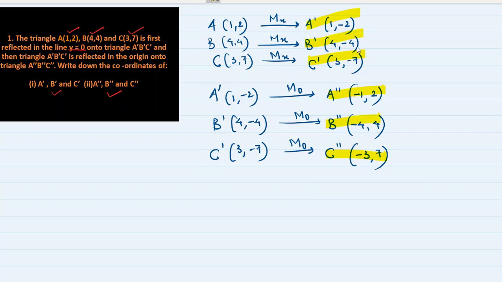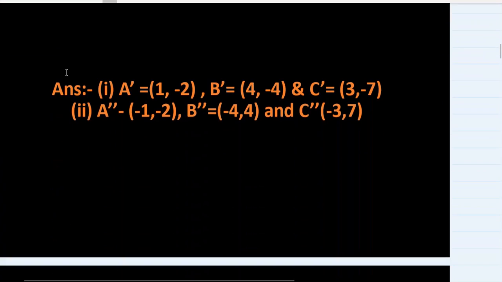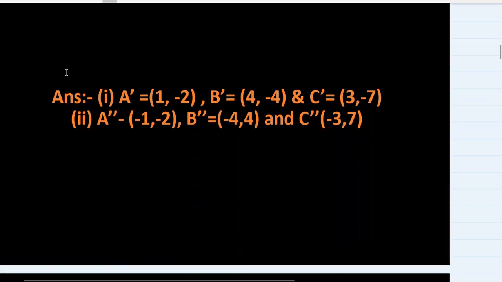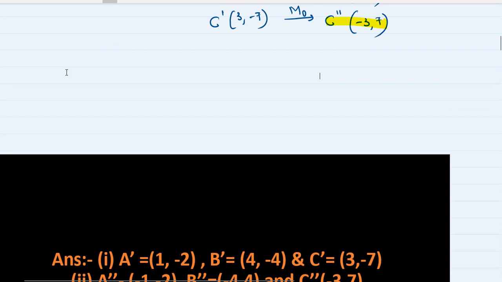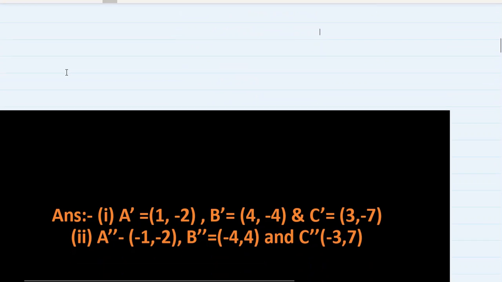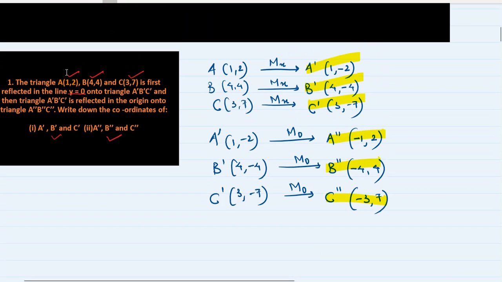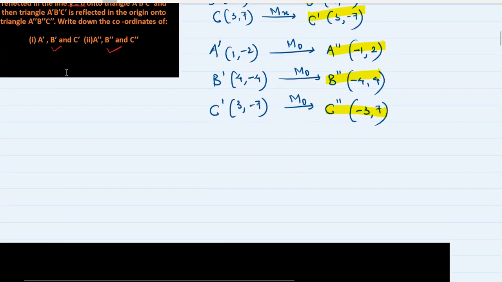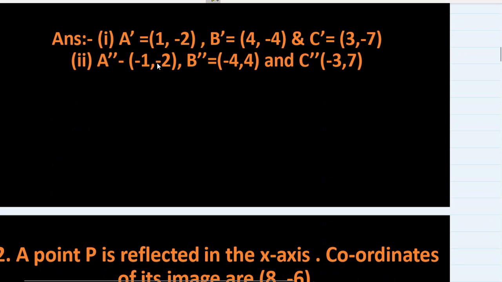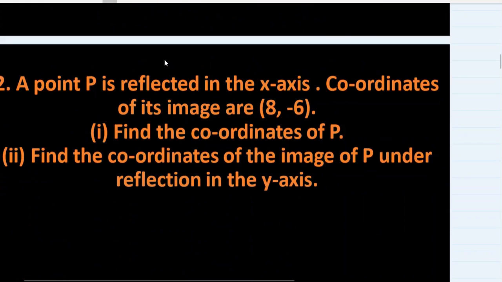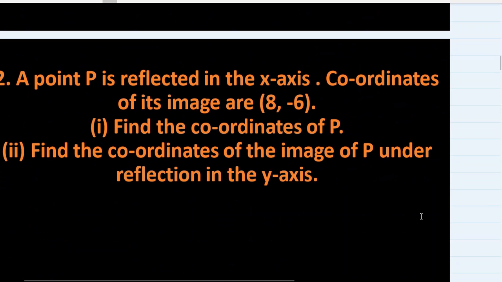Very easy. So this is how you write it. Nothing else, very simple. (1, -2), (4, -4), (3, -7) and (-1, ...). There is a mistake here. This will not be minus, this will be plus only: (-1, 2), (-4, 4) and (-3, 7). Okay, next question.